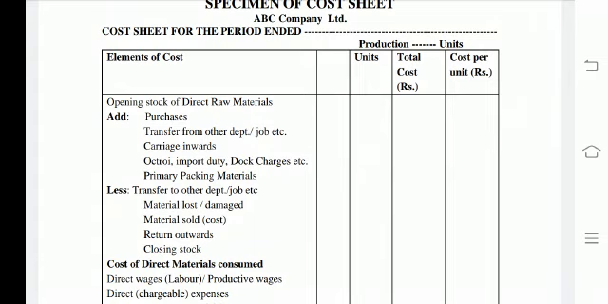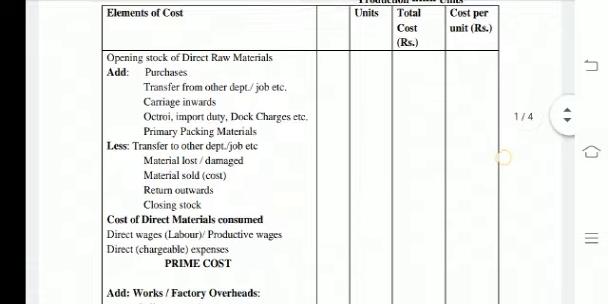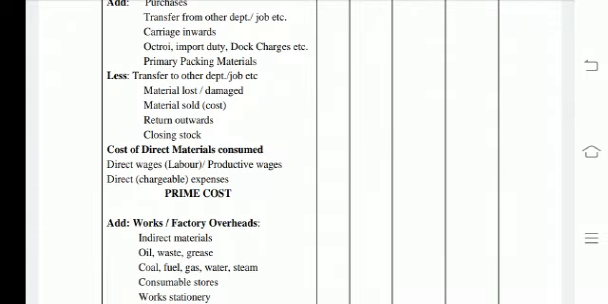The first one, under the cost sheet, you should mention opening stock of direct raw material. Similarly, you should add purchases of raw material, transfer from other department, carriage inwards, octroi, import duty, dock charges, etc., and also the primary packing materials. Deduct transfer to other department, material lost or damaged, material sold, return outwards, and closing stock of raw material. Then you get the cost of direct material consumed.